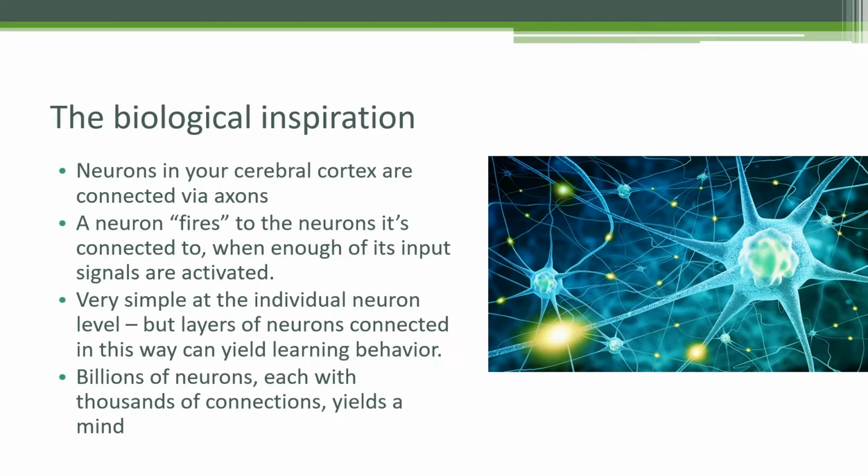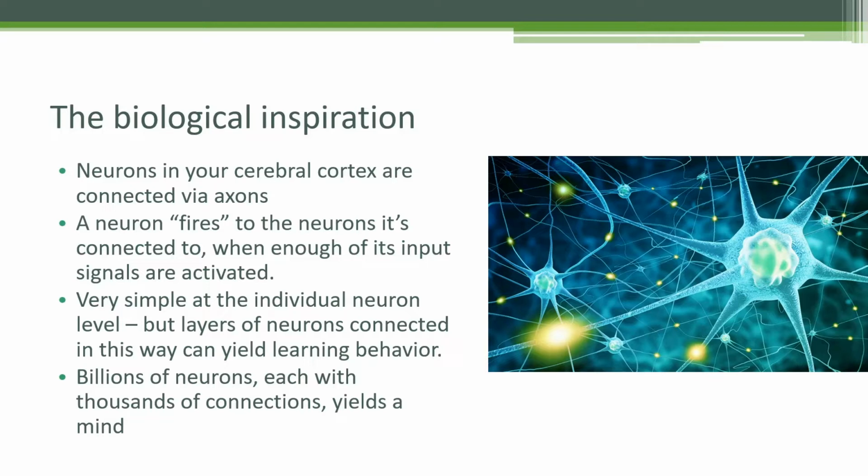that think. So within your brain, specifically your cerebral cortex, which is where all of your thinking happens, you have a bunch of neurons. These are individual nerve cells, and they are connected to each other via axons and dendrites. You can think of these as connections, wires, if you will, that connect different axons together. Now, an individual neuron will fire or send a signal to all the neurons it is connected to when enough of its input signals are activated.